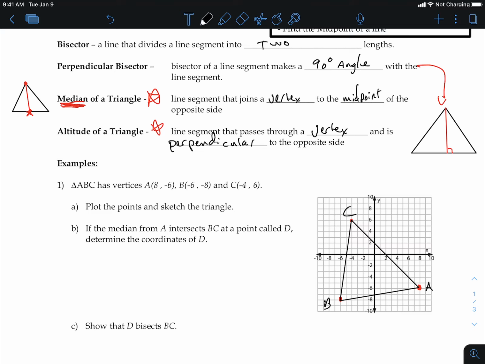If the median from A intersects BC at a point called D, what's a median? It's just a line going from the vertex to the side length. Determine the coordinates of D. We don't necessarily know where D is. We're just going to draw it on there. I'll do that in green. Trying to figure out what the coordinates of D are. And then the median is just from A to D.